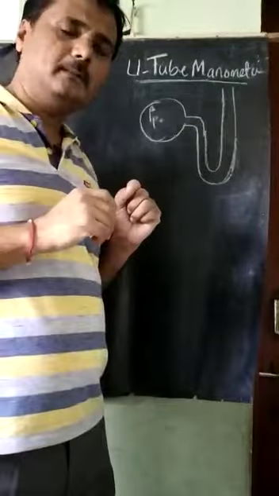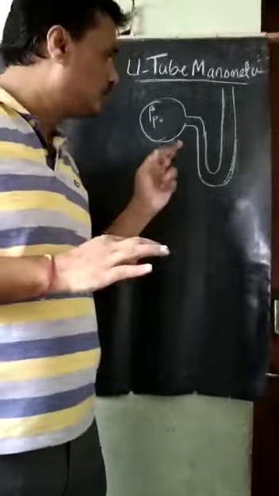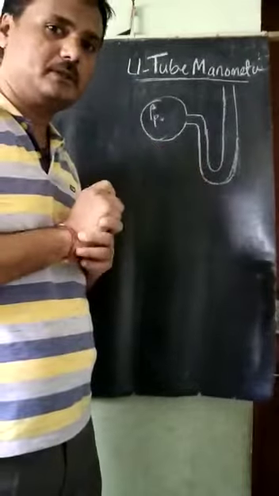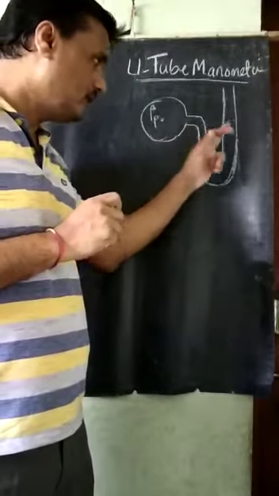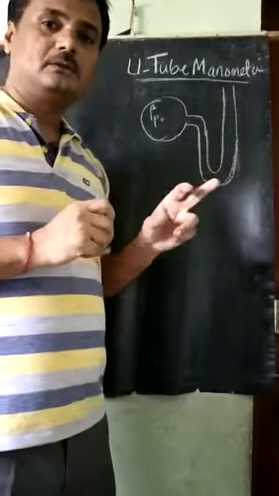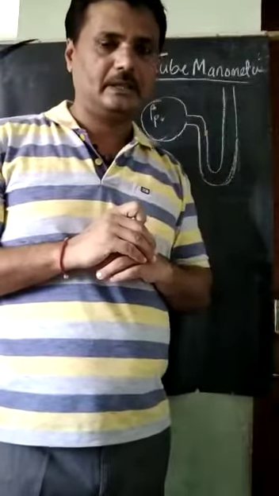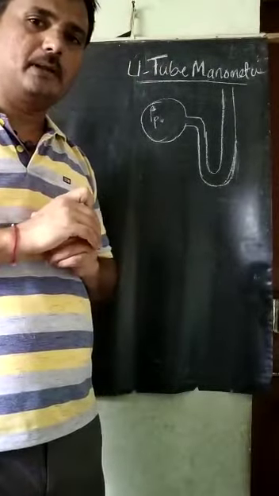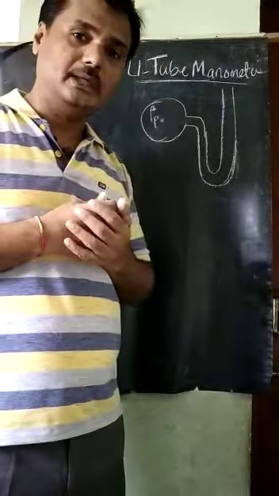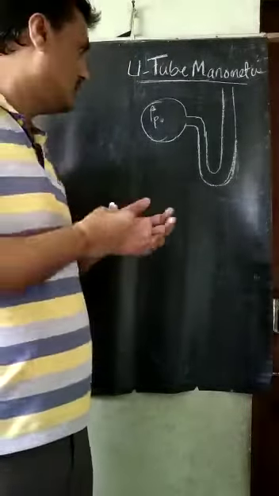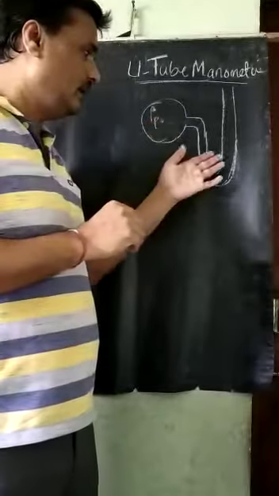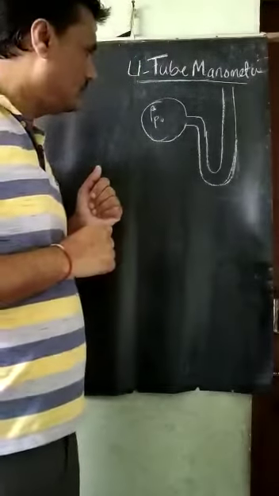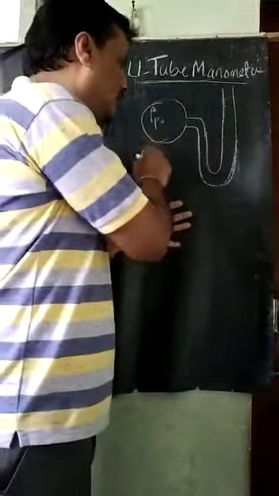Whereas in a piezometer, the pipe fluid itself moves in the tube, and it is a right angle, not a U shape. But in this U-shaped tube, another fluid is used. That fluid is called the manometric fluid. For example, we can use mercury, Hg. If water is flowing in the pipe, then we use mercury as the manometric fluid.